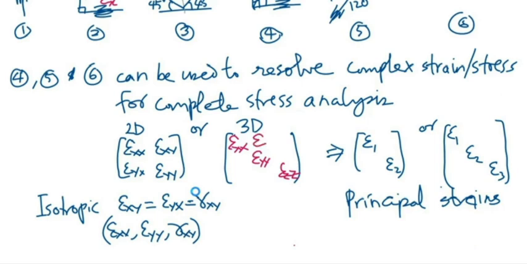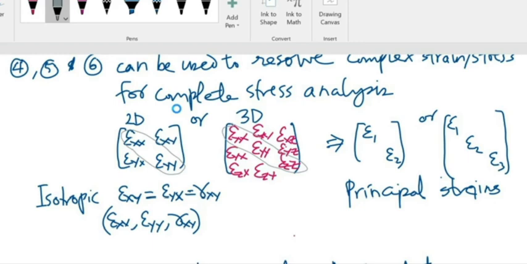Here is EXY, and here is EXZ. Here is EYX, and here is EYZ. Here is EZX, EZY. If the material is isotropic, it means the material has uniform property all through. EXY is equal to EYX, and you can also represent it with this symbol, right?